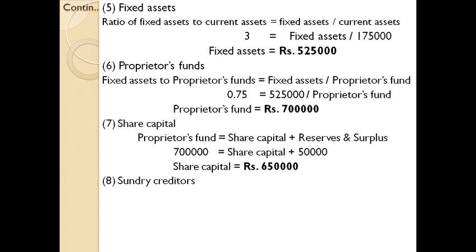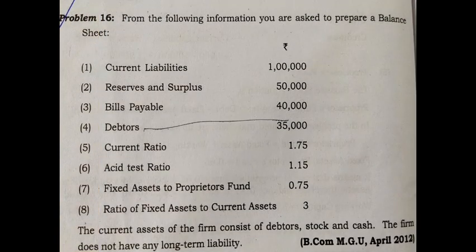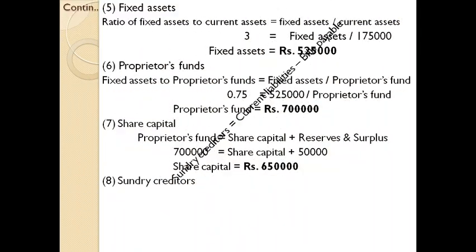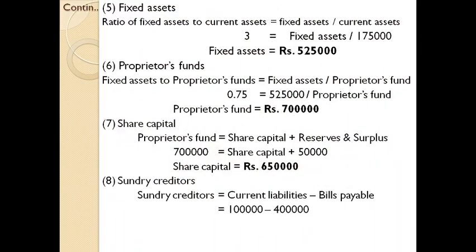Next item, creditors. Why are we going for creditors? We have done the same step in the last question, because in the question current liability 1 lakh is given and bills payable is 40,000. So out of current liability 1 lakh, bills payable is 40,000. So it is quite natural the remaining amount will be creditors. That's how we are finding each item that comes under various heads. So sundry creditors is current liabilities minus bills payable. In the question it is already given, current liability 1 lakh and bills payable 40,000. You will get sundry creditors 60,000.